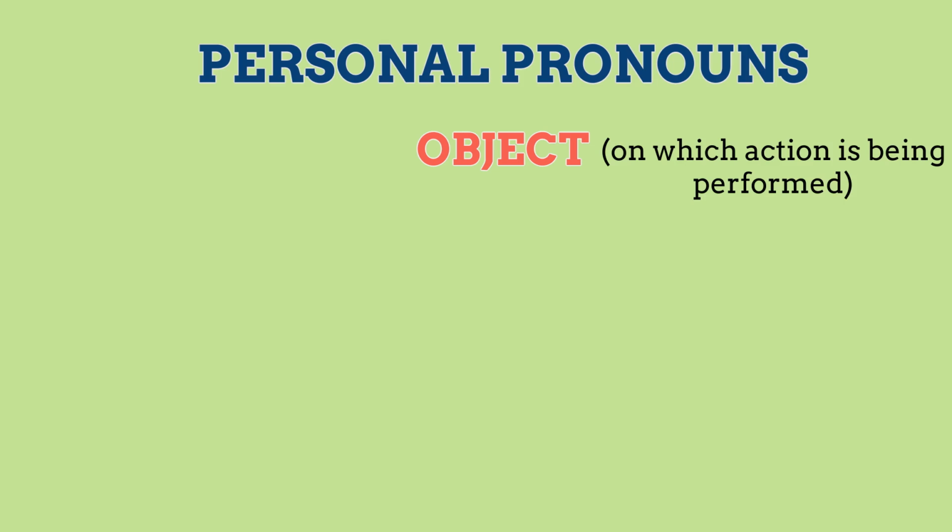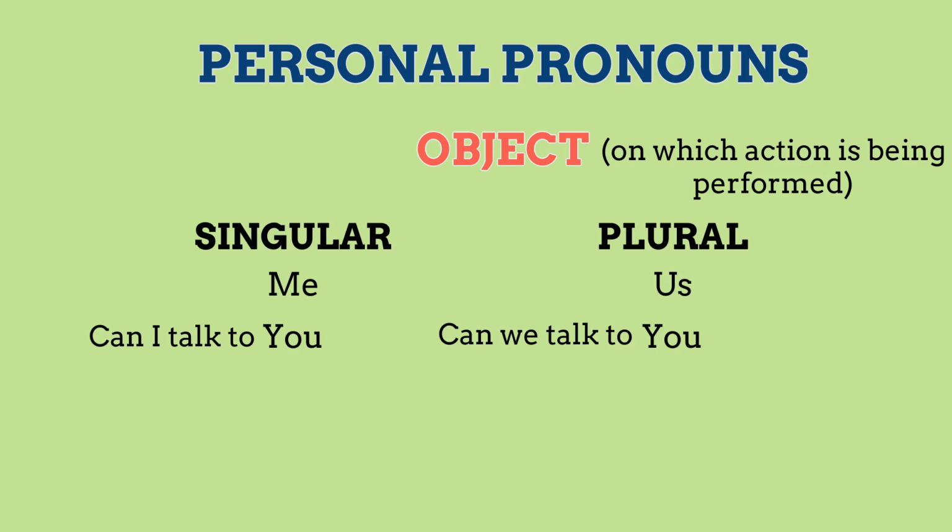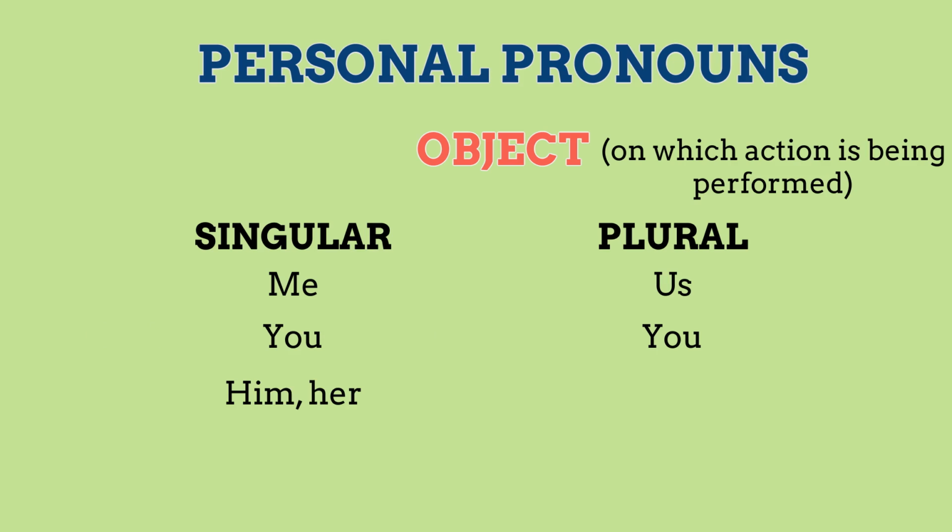Now let's look at the personal pronouns that substitute the object of a sentence. Object. What is an object? Object is something on which the action is performed. And the pronouns in singular and plural form are me, us. She told me. She told us. You stays you. Can I talk to you? Can we talk to you? Him, her changes to them. And it, there's no plural form of it.